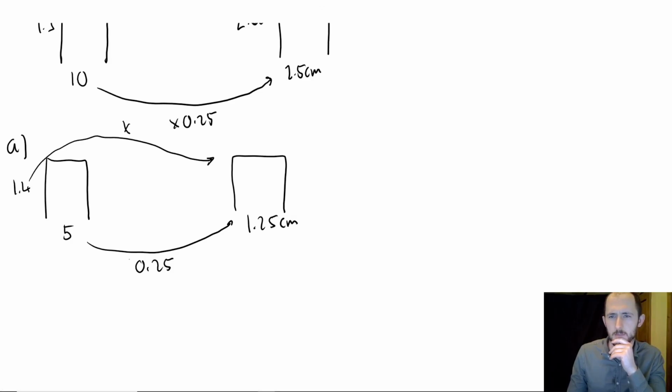And that should be times by 2 if I remember correctly, which could be 2.8 centimeters. Yeah, times by 2, perfect.